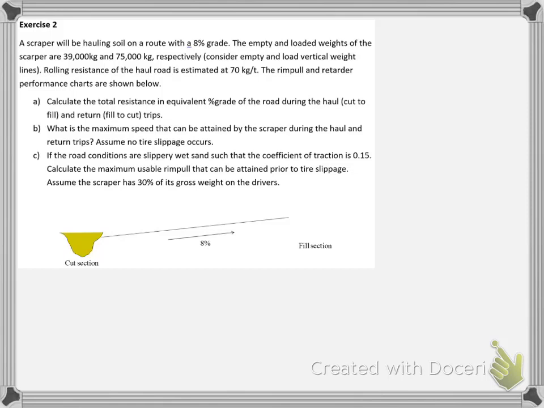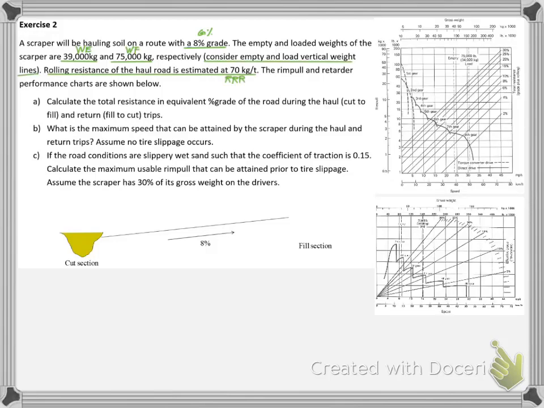This is the second exercise of the lesson on machine performance charts. In this exercise, we're given the following information for the utilized scraper: grade percentage, empty and loaded weights, the rolling resistance rate, and the shown performance and retarder charts. We need to calculate the total resistance in percent equivalent grade for both the whole and return trips.